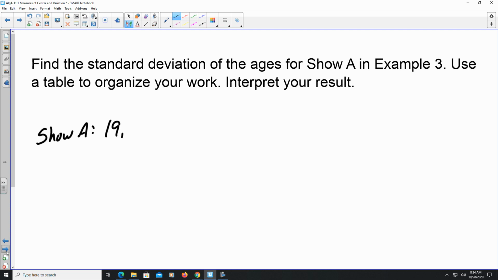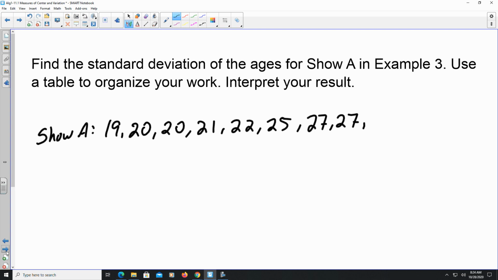So when it was age 19, there was 20, 20, 21, 22, 25, 27, 27, two 29s, a 30, and a 31. So I got 1, 2, 3, 4, 5, 6, 7, 8, 9, 10, 11, 12. So we got 12. That's how many were in there.